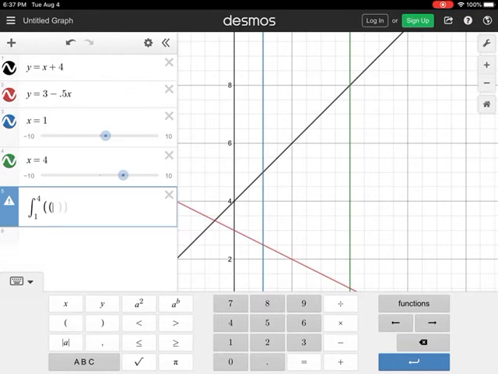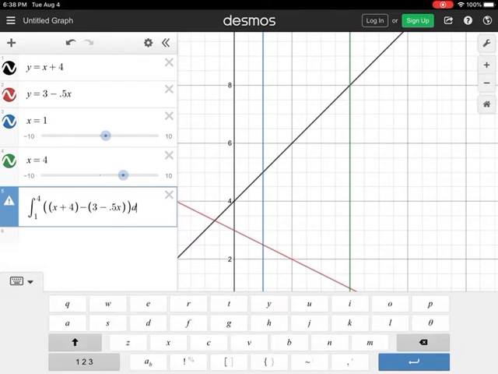My upper x plus 4. I'm doing this on an iPad, which I'm not really used to doing. Minus 3 minus, and let's do the 0.5x again, paren and another paren, and then a dx. Boom. Now notice when you set up the integral correctly, it's going to give you a number. It gives us 14.25.